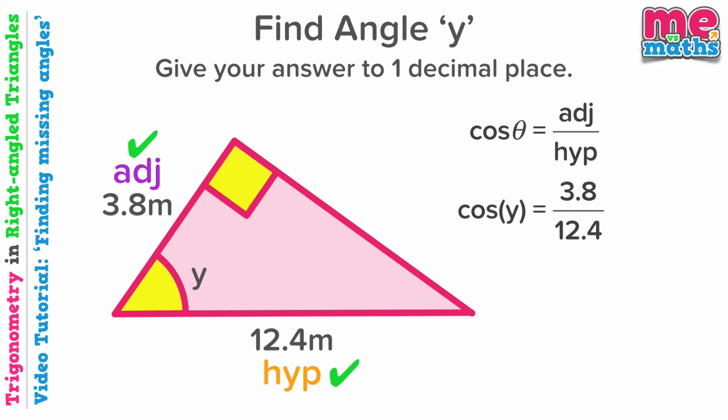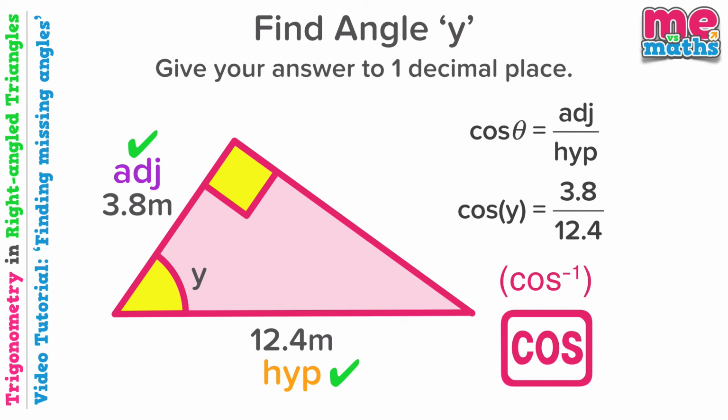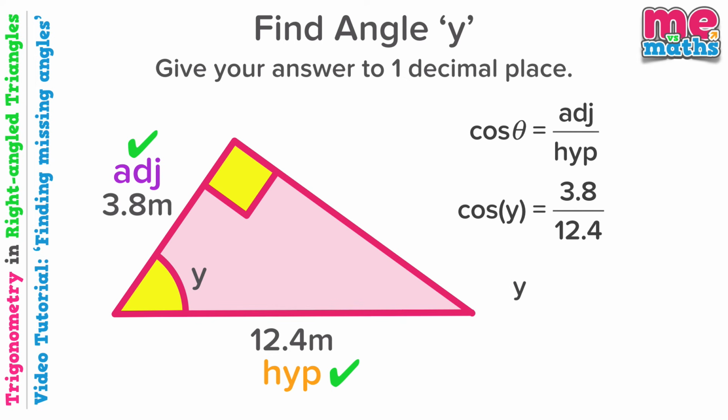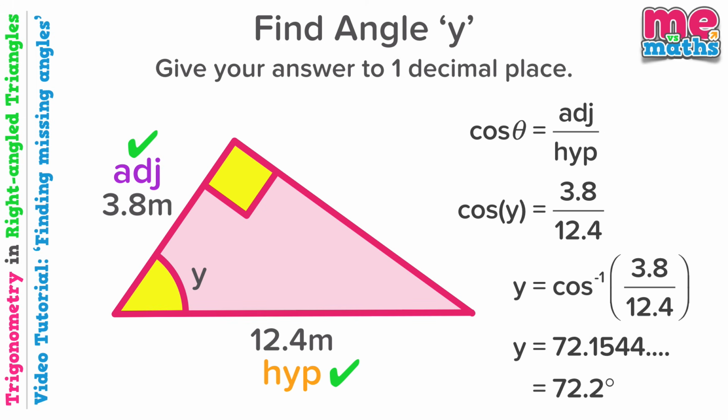To get y on its own, we have to get rid of that cos, so we need to use the inverse of cos, or cos minus 1. So y is going to be equal to inverse cos of 3.8 over 12.4. As before, get a good calculator where you can enter all this in one go, get an answer and round it off to give 72.2 degrees.